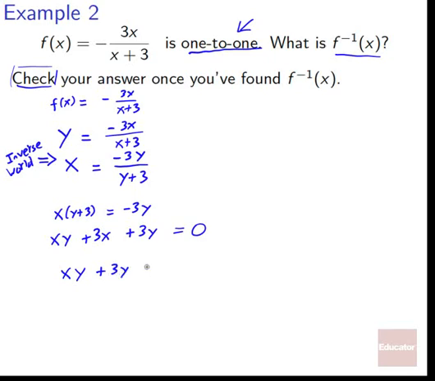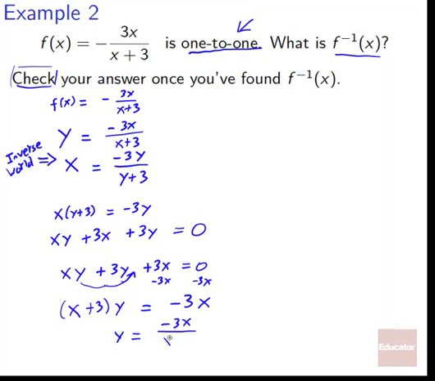xy plus 3y plus 3x equals 0. Let's subtract that 3x to move it over. Minus 3x here. So then we'll pull out the y's to the right. So we've got x plus 3 times quantity y equals negative 3x. Finally, we divide by that x plus 3, and we get y equals negative 3x over x plus 3.